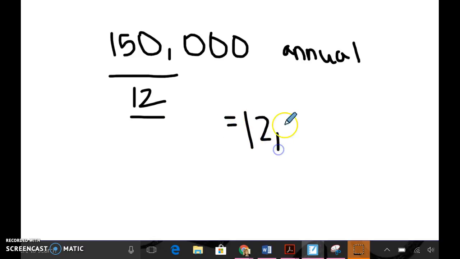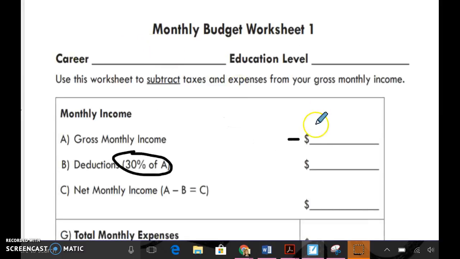So this would be your gross monthly. So going back to the budget sheet, you would fill in whatever your annual is, divide by 12, and you put that answer here. For my example, I was making 150,000, and when I divided that by 12, this is how much it would be monthly, each month.